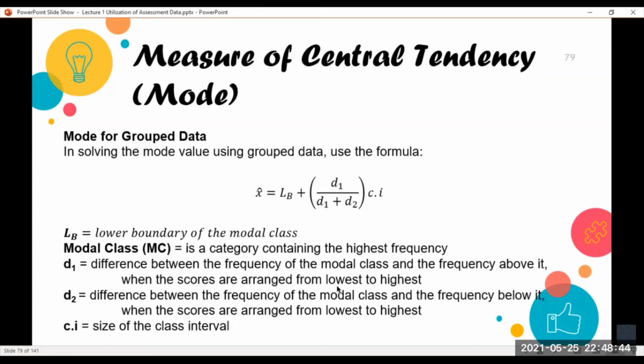Okay, but for the case of lowest to highest score, all you have to do is get the difference between the frequency of the model class and the frequency above it. So that is the value of D1. And then the value of D2 is the difference between the frequency of the model class and the frequency below it, when the scores are also arranged from lowest to highest. And of course, for the class interval, all you have to do is count the categories. So just count, and then you can easily determine the value of your CI, or class interval.